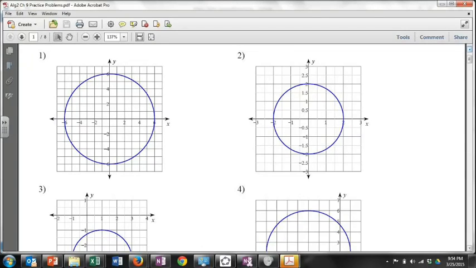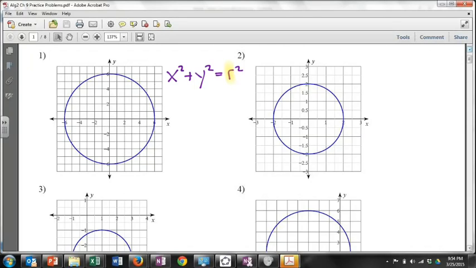Okay, let's go over some of these problems together. I'll be going through them fairly quickly, but hopefully you can follow along. The first one's a circle. We start with our circle form: x squared plus y squared is equal to r squared. That's the equation of a circle. What we need to find is the radius, and then we're done.